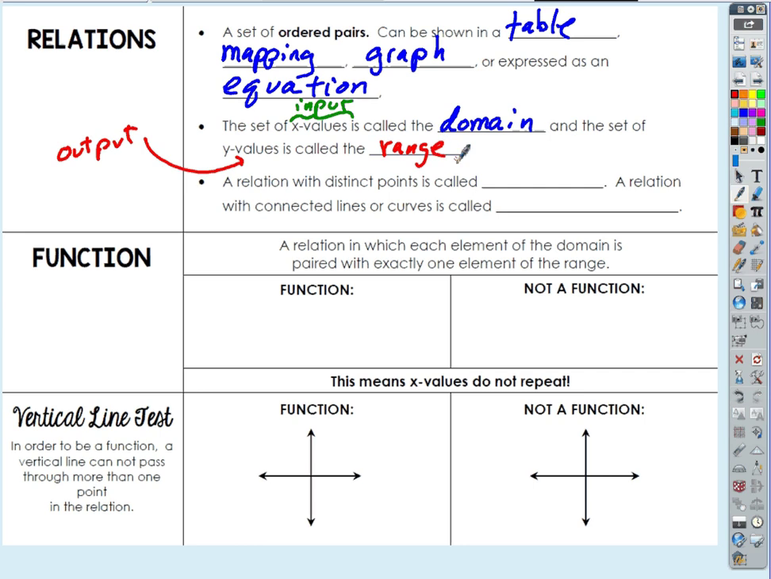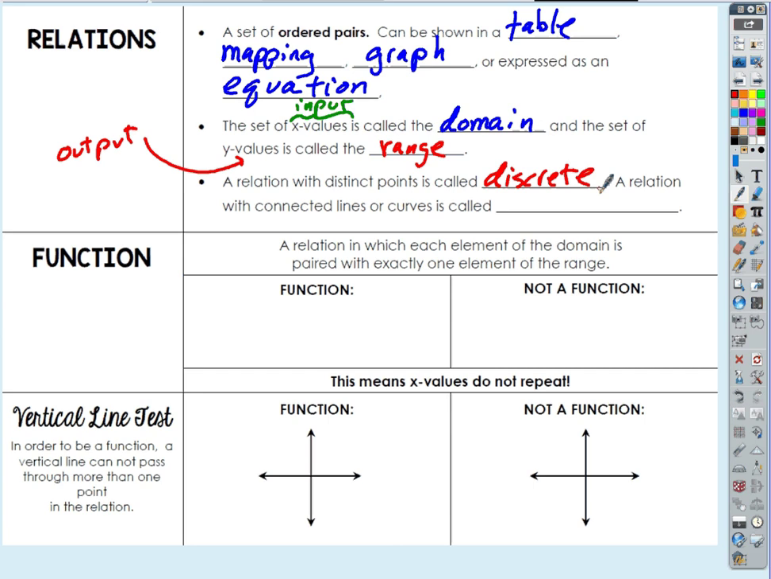Okay, so then a relation that has just distinct points where they're not connected. You know what that word is called? No. We call that discrete. We'd be discreet about it. A discrete relation or a discrete function is one where the values jump from one to another. They do it discretely.